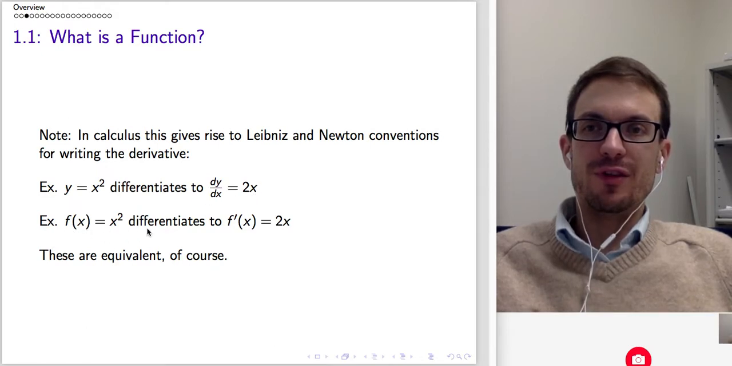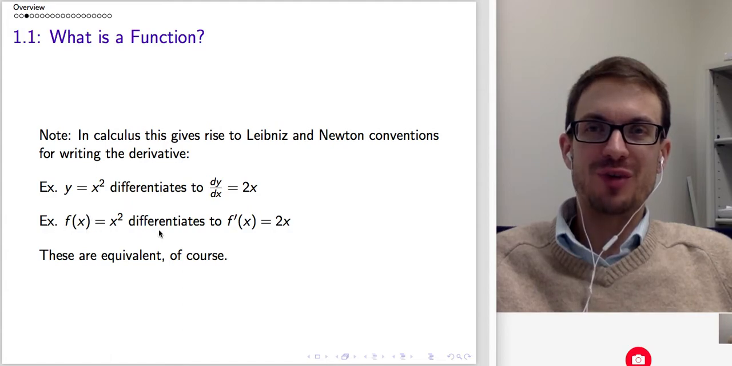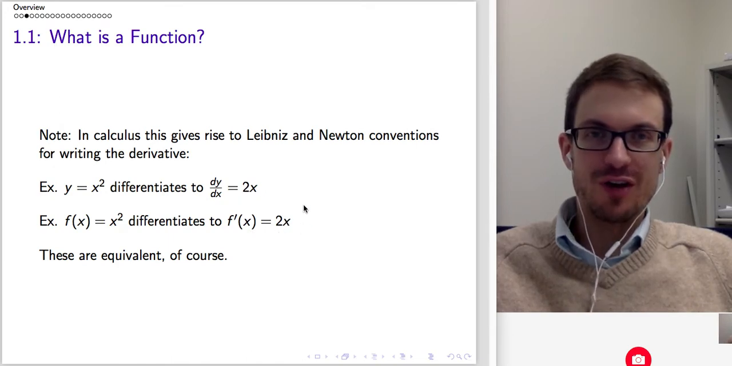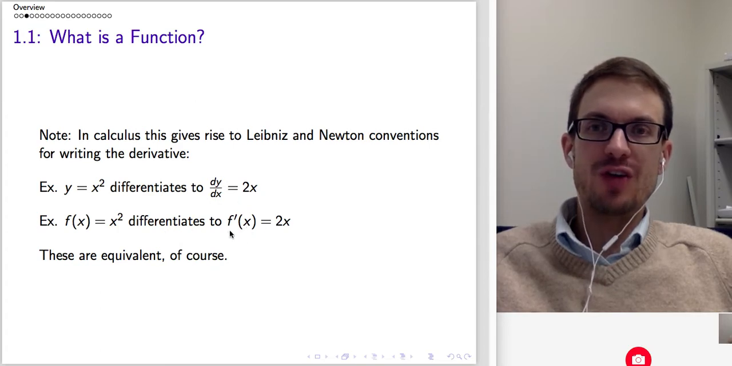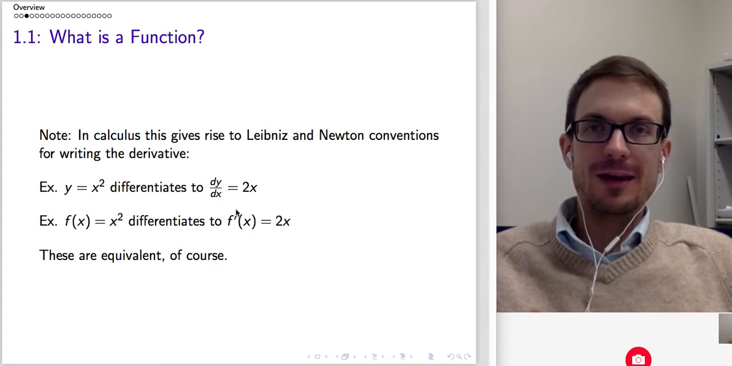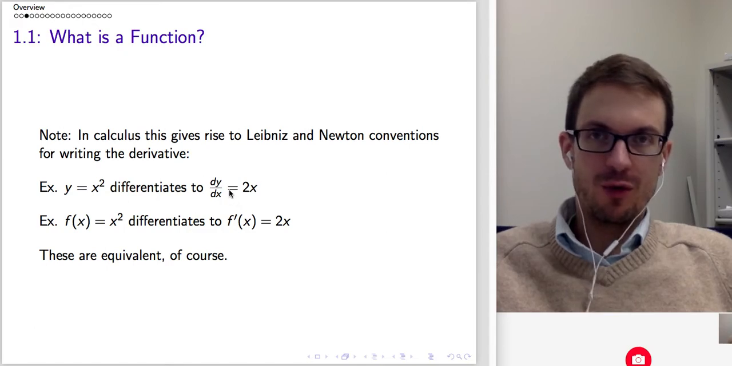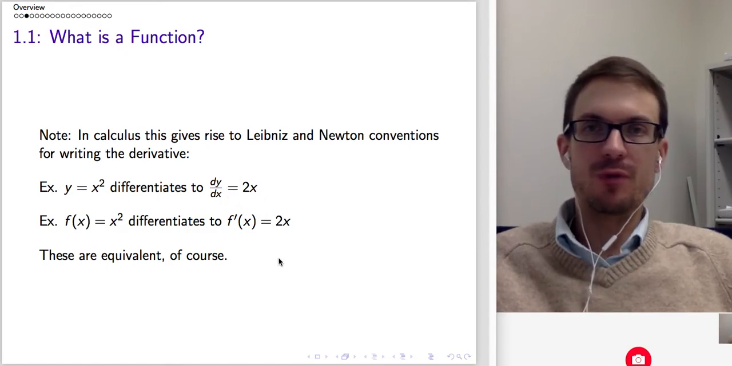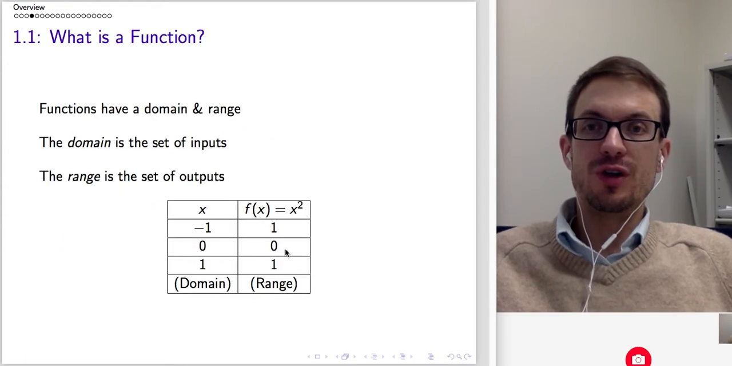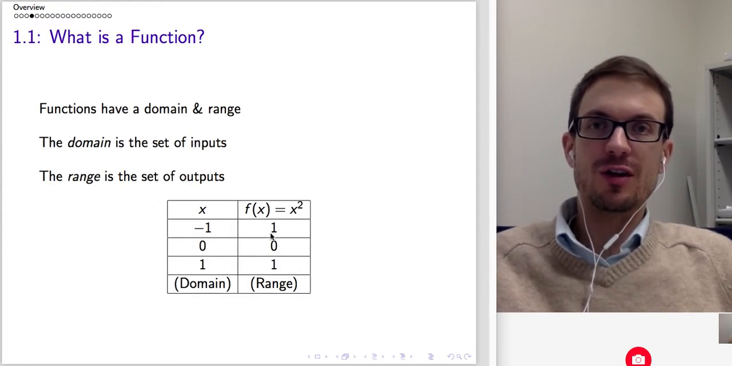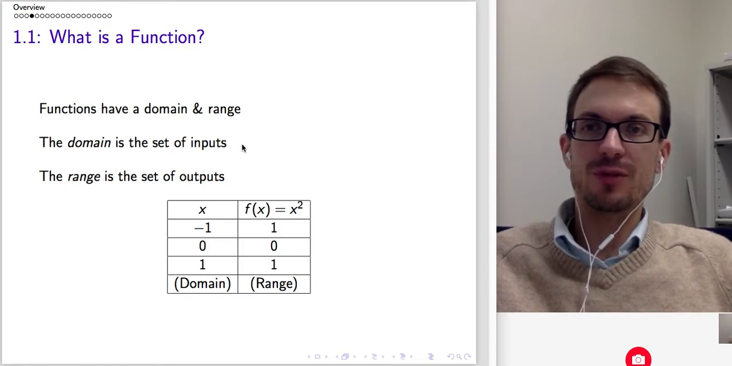Suppose we have this version, function notation, f of x is equal to x squared. Now we take the derivative, we write f prime of x is equal to 2x. Of course these are equivalent, but we use different notation in the two cases. And depending on our application, depending on what we're trying to accomplish, one or the other might be more convenient. And you want to be able to use function notation and other notation interchangeably.